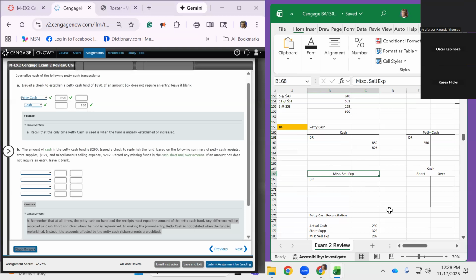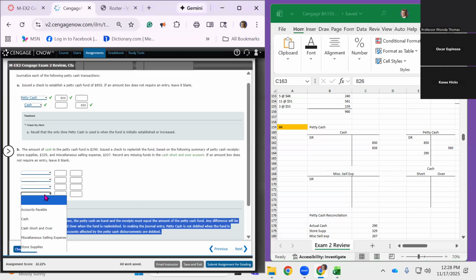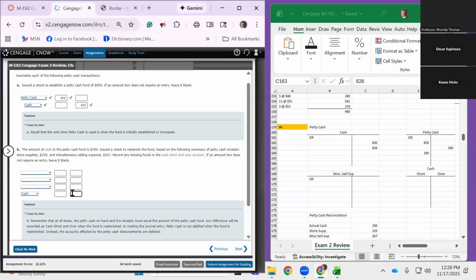And actual cash and petty cash fund should be, so we spent $560, which left us with $290 basically. Okay, that $290. And then we're going to get a check for $826 from cash. Now this is the cash account, not the petty cash. We got to go get a check from the real cash account.